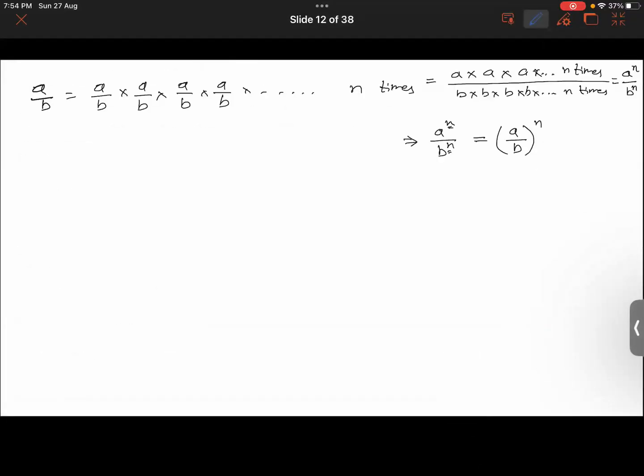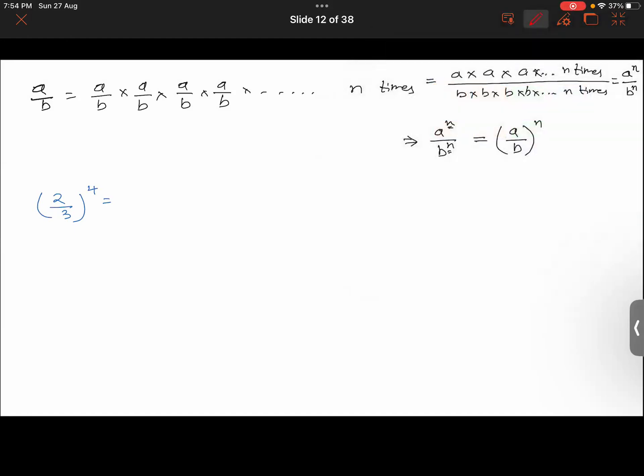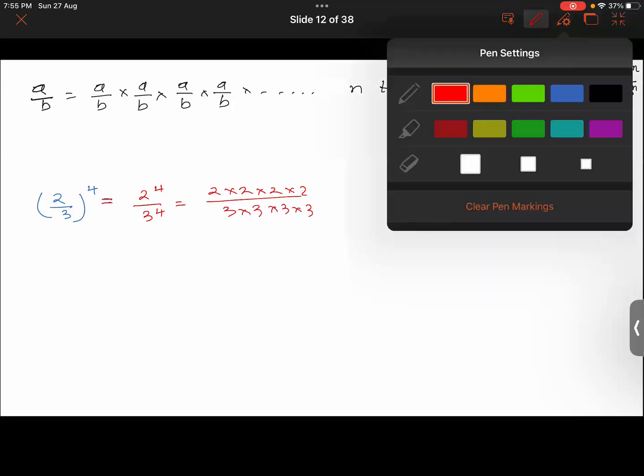Okay. So suppose I have given you a number here, (2/3) raised to the power 4. Expand it. How would you write it? 2 raised to the power 4 upon 3 raised to the power 4, and then 2 into 2 into 2 into 2. Yes, so this is what it means basically. Now I will be giving you a few questions. You need to solve them.